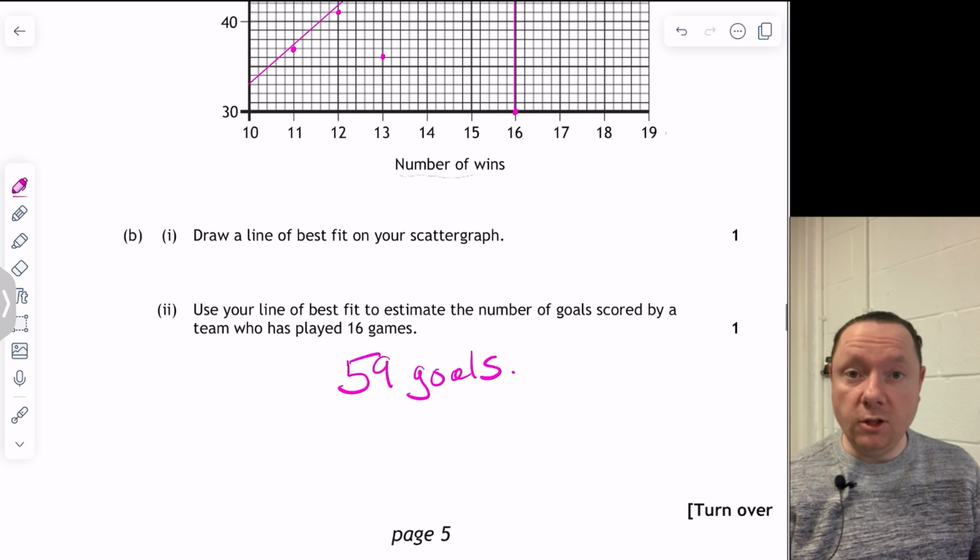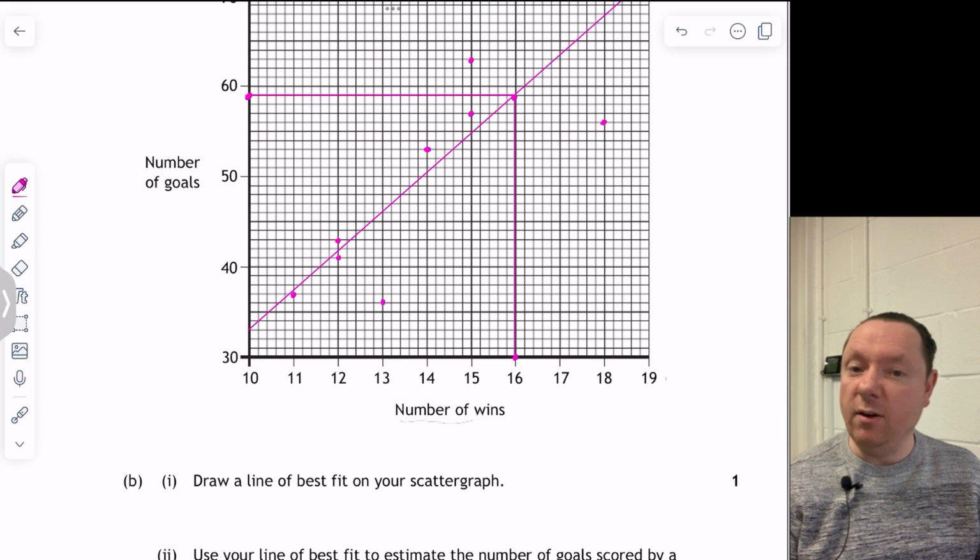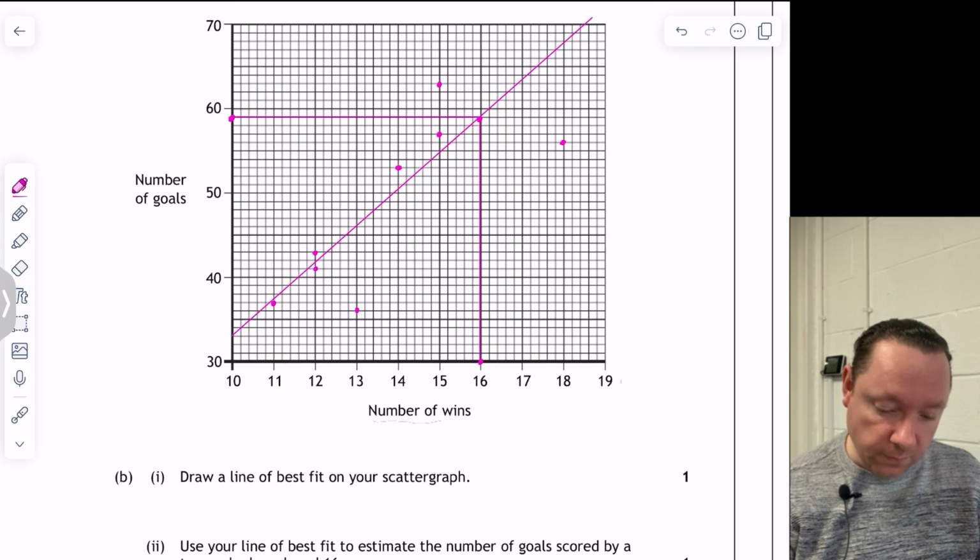And we're done there. If you had done this question yourself and your line of best fit's slightly different for that, you might have got 60, you might have got 58, you might have got a slightly different number, but as long as you used your line of best fit, you're good. Question 5.